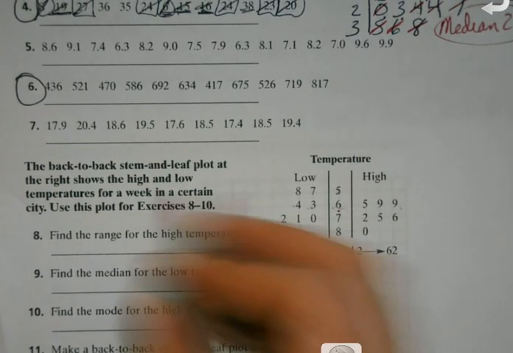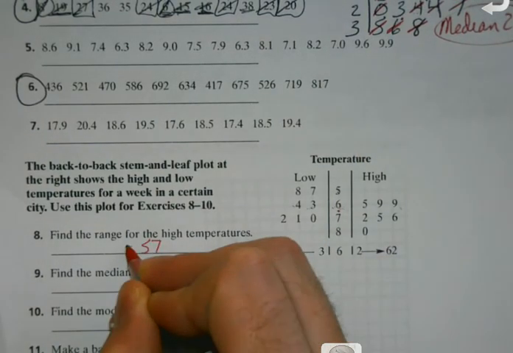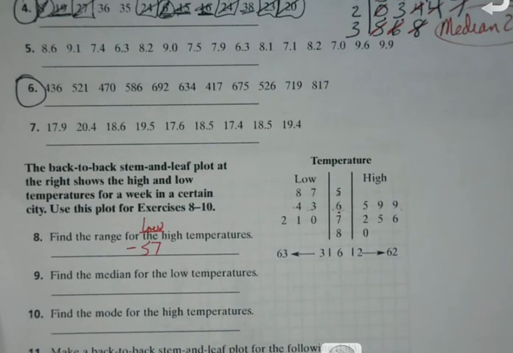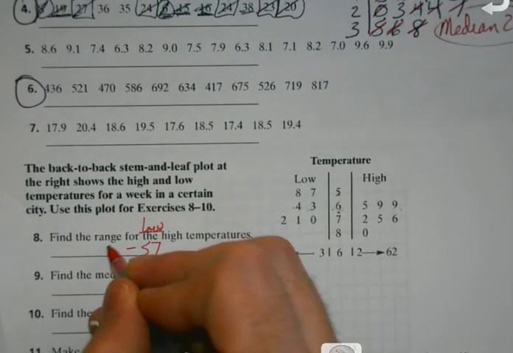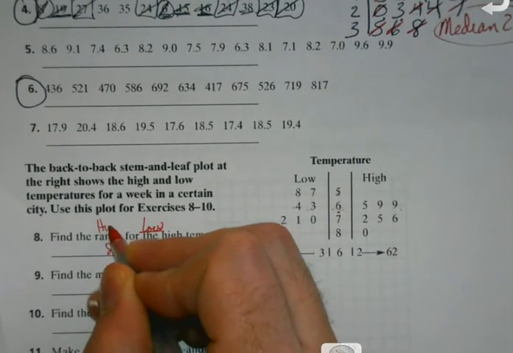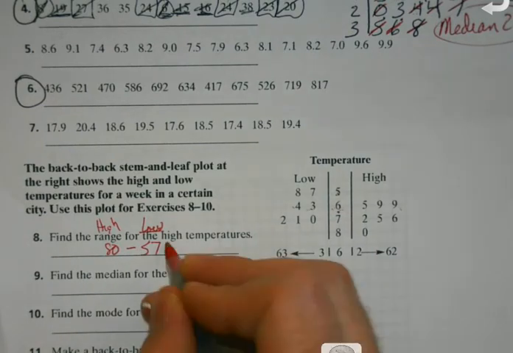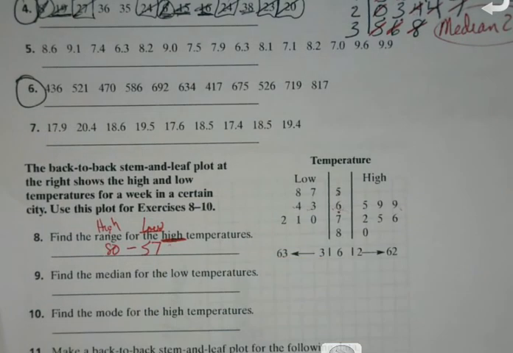57, okay? So my low temperature is 57. What's the highest temperature I see in the list? 80. Oh. Why did I just, oh? What's the question asking for? Yeah, I gotta read carefully. Find the range for the high temperatures.